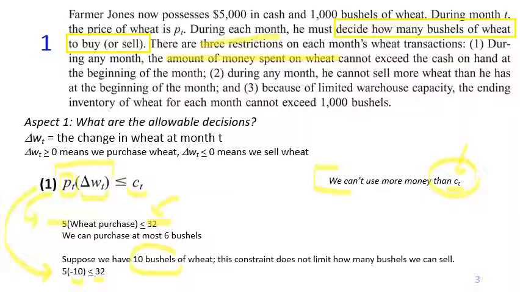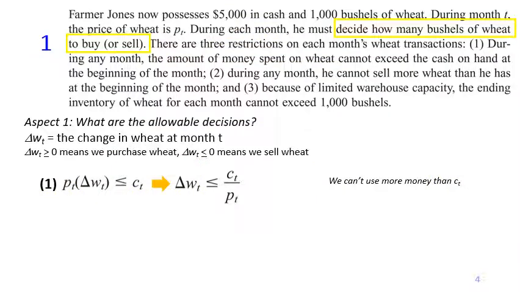So the first restriction here, the first inequality, only says that the amount of money that we use to buy the wheat must not exceed the cash that we have at the beginning of the month. Just to make everything neat, we move PT to the right hand side, such that on the left hand side we only have delta WT, because delta WT is our decision. So we would like to see the limit of our decision.